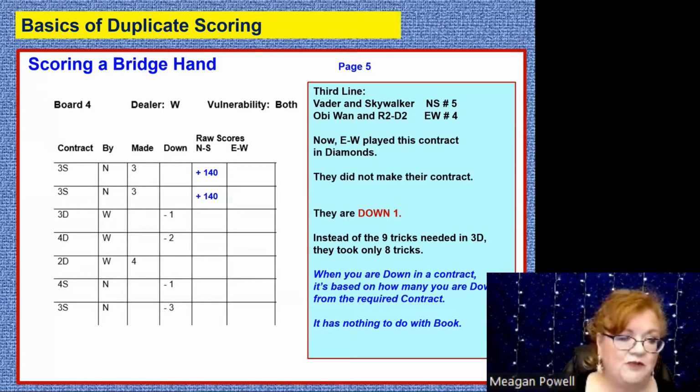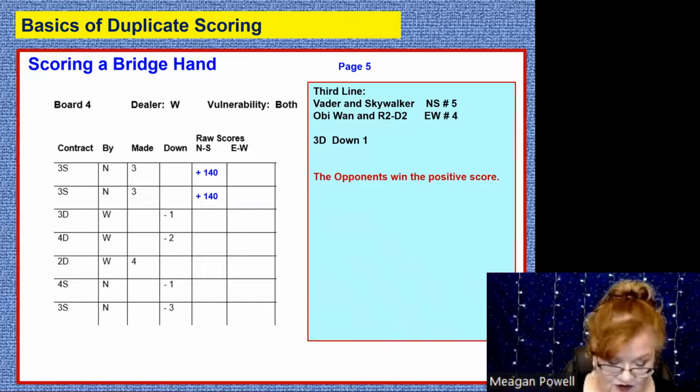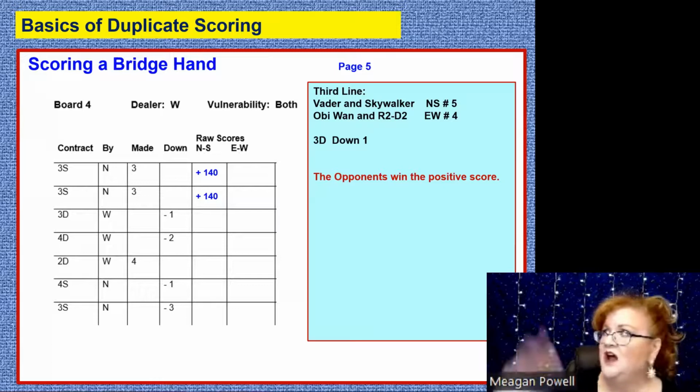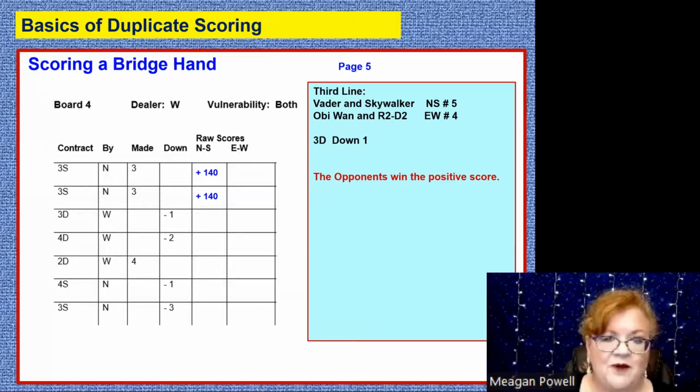Has nothing to do with book here, right? It's just how many tricks you're off of what you were supposed to take. And if you look at the bottom of page 1, it'll tell you that you're going to hand the opponents some amount of points. Now, it's not the same kind of scale as when you make your contract. They're not hundreds and hundreds of extra points that the opponents get. Oh, no, no, no, no. They just get a little award for having stopped you from making your contract.